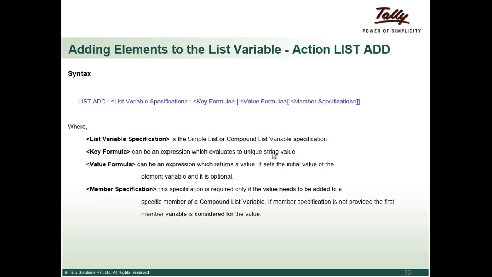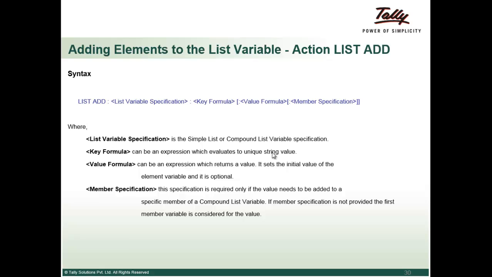So the value formula can be an expression which returns a value. It sets the initial value of the element variable and it is optional. And then the member specification. This specification is required only if the value needs to be added to a specific member of a compound list variable. If the member specification is not provided, then the first member variable will be considered for the value. So if your compound variable has 4 or 5 member variables, and if you want to add value to a specific member variable, then you need to use the member specification. Or else if you don't specify member specification, then the first member available in the compound variable will be set to the value which you have given.